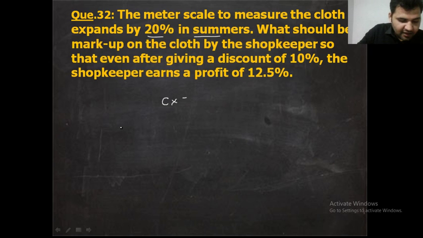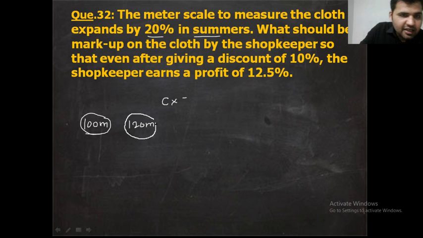Okay, let me explain you here. See, if you go to the shopkeeper, the scale for 100 meter, how many meters of cloth will it measure and give? 120 meter. The scale that earlier measured 100 meter of cloth will now show a reading of 100 meter for 120 meter of cloth, right? This is the meaning of extension of scale. If you go to the shopkeeper and ask him to give you 100 meter cloth, he will charge you for 100 meter, but the cloth that you will be getting would be 120 meter.